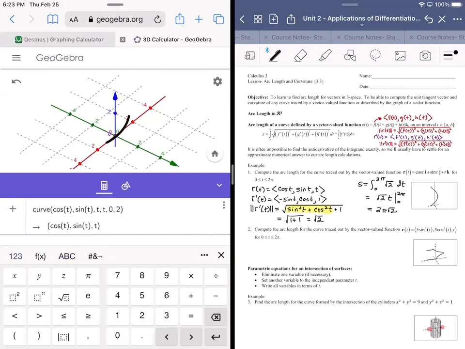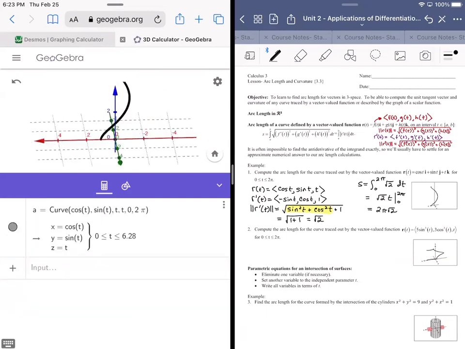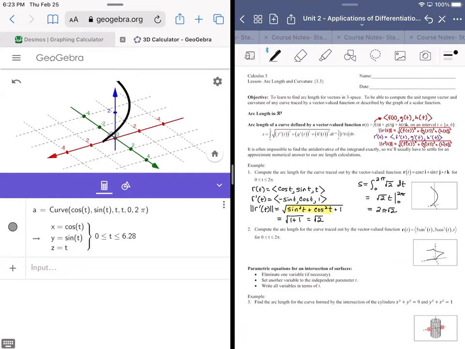You just type in a pi. Do I have a pi? Yeah, I have a pi right there. 0 to 2 pi. Then lock it in, and you can see here that what we're looking at is a spiral of some kind.